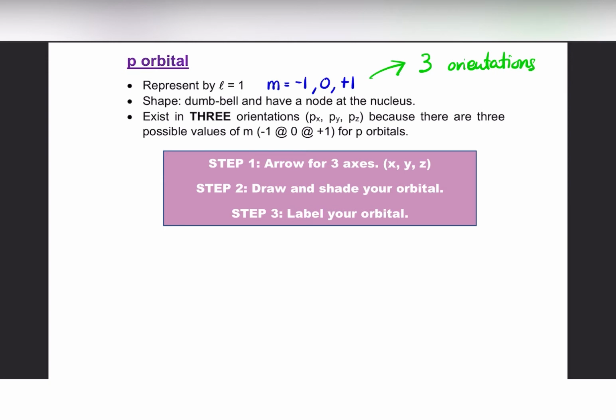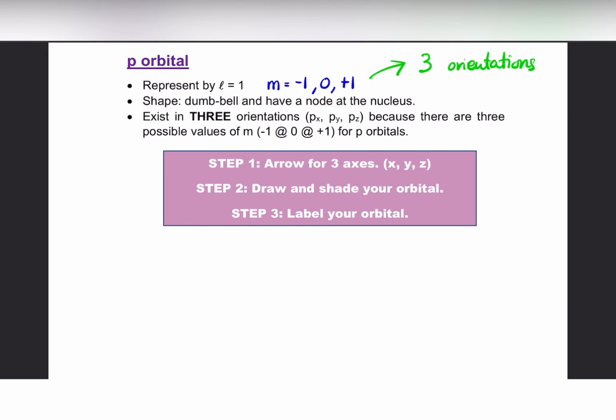So that's why in P orbital, you will draw 3 different shapes because of 3 orientations, and those are Px, Py, and Pz. The shape of P orbital is going to be dumbbell and have a node at the nucleus. So it means that the node is the intersection point, that we can say it is the nucleus.